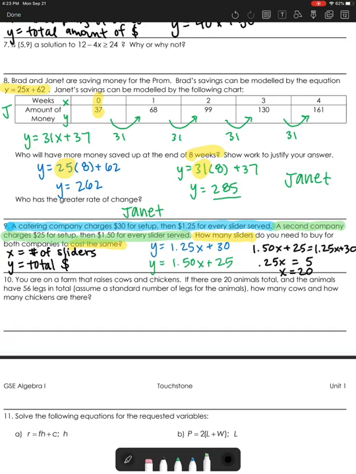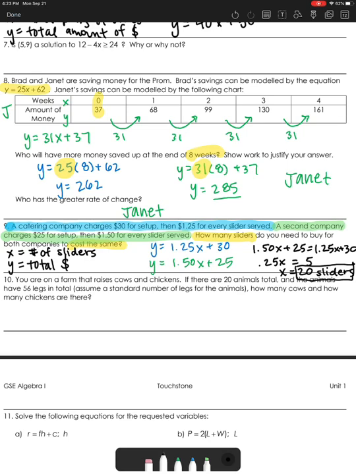So in context, 20 sliders would be your answer to the question of how many sliders do you need to buy. So again, if you have questions, come to class, but hope that helps.